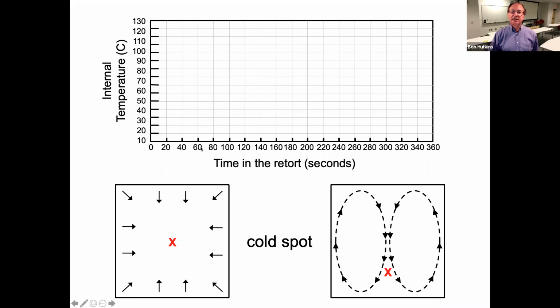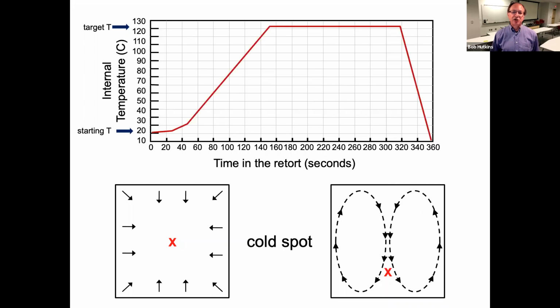This is time in the retort, up to 6 minutes. This is our starting temperature, we might be at ambient, and here's our target temperature. We have a thermocouple in that can at the cold spot, and this is what that curve will look like. It starts off warm and is getting hotter and hotter, 40, 50, 60. And right here, when it reaches 121, our D value clock starts, or our F value, if you will. So the clock starts where the temperature at the cold spot is reached.